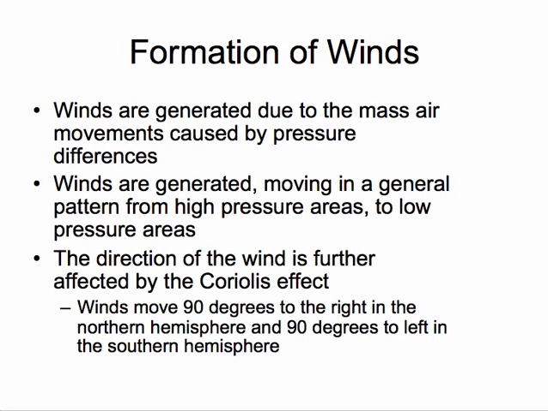So now we're going to look at how the formation of wind happens because of these pressure differences. Winds are generated due to the mass air movements caused by pressure differences. Winds are generated moving in a general pattern from areas of high pressure to low pressure areas. The direction of wind is further affected by the Coriolis effect, where the wind moves 90 degrees to the right in the northern hemisphere and 90 degrees to the left in the southern hemisphere.